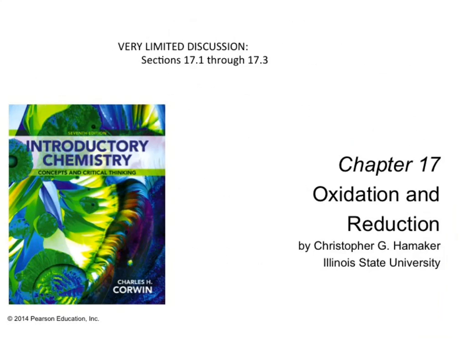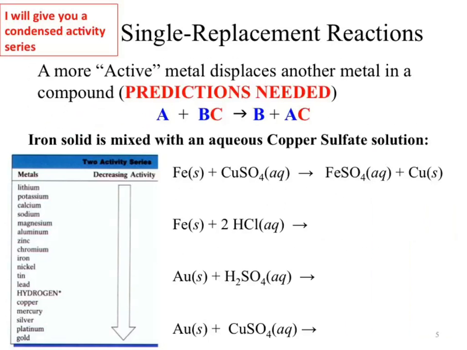Okay? So what we're going to get into now very, very quickly is the oxidation and reduction chapter, chapter 17. The reason we're going to talk about chapter 17 in this case has to do with that reaction we just looked at. We looked at iron. What happened to our iron? What's its charge in the starting material? 0. What's its charge in the product? +2. How did it do that?